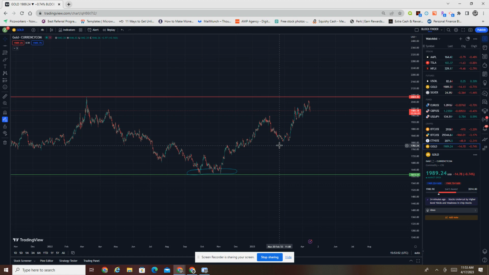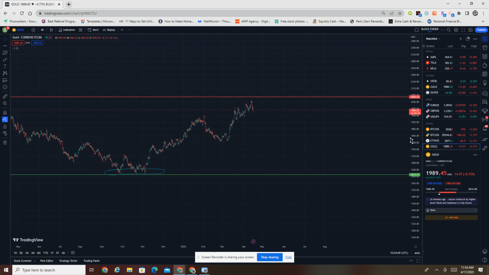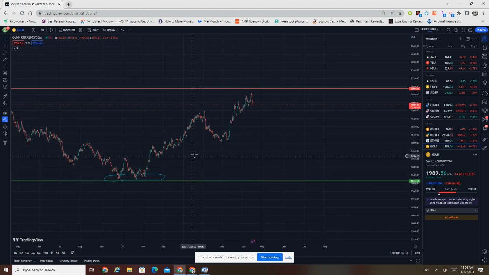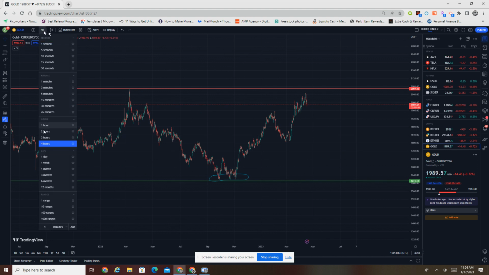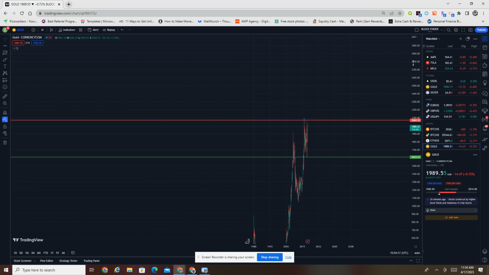Although you can also use these type of strategies if you're an intraday trader, you will just have to find more zones of confirmation in order to make sure that you are taking the right trades in the right direction. So currently, what we can tell from gold is that gold is falling right now, even though our monthly time frame tells us that we are in an uptrend.